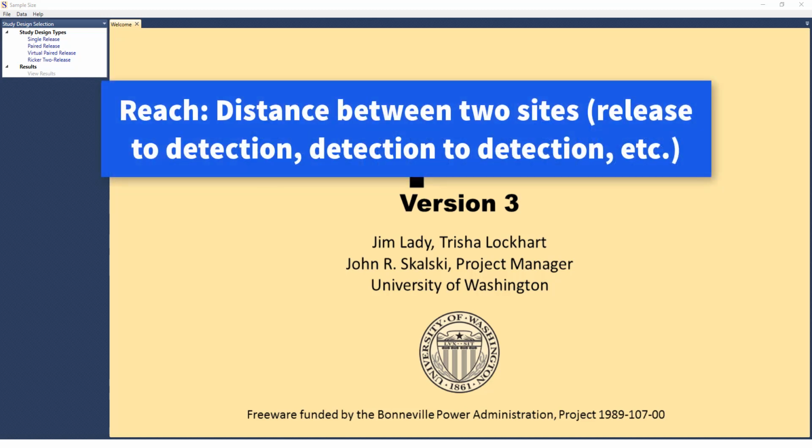Reach is the distance between two sites. Release to detection, detection to detection, etc. As noted above, time period could be substituted for reach.